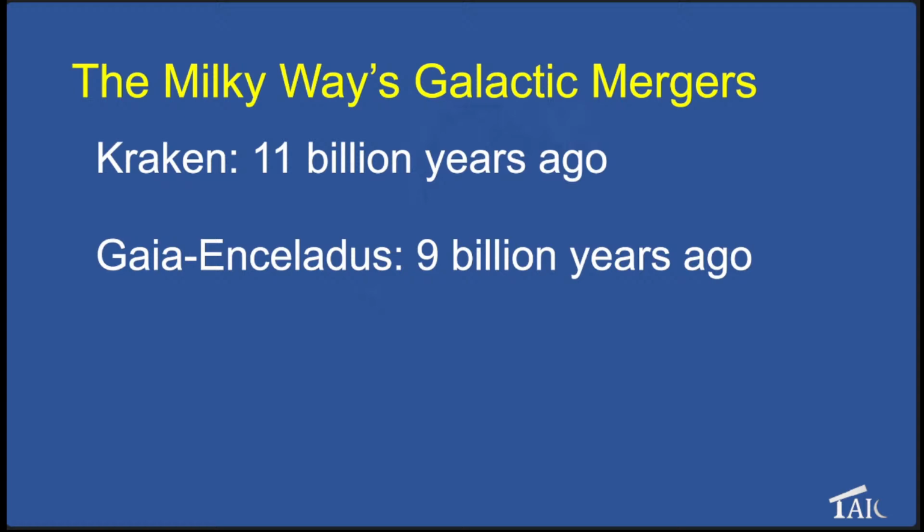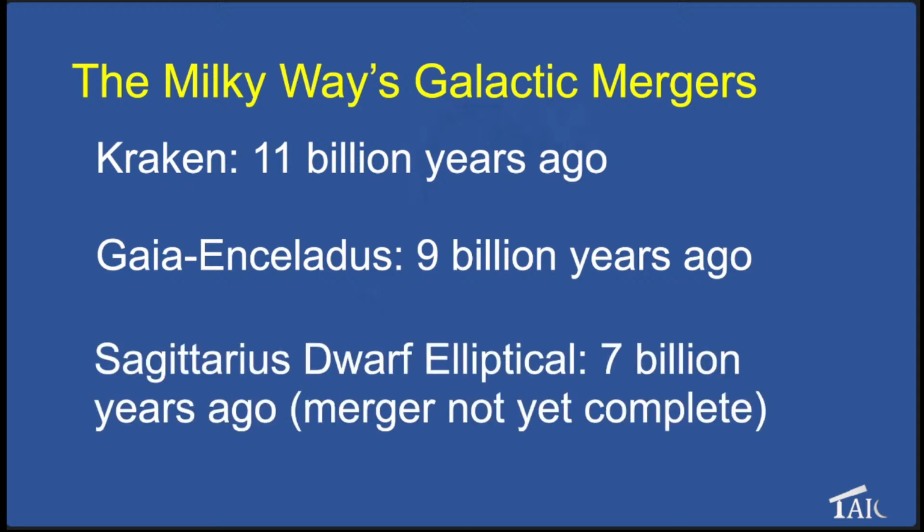And the last major merger that I want to talk about is with the Sagittarius dwarf elliptical galaxy. That began 7 billion years ago, but this merger is not yet complete.